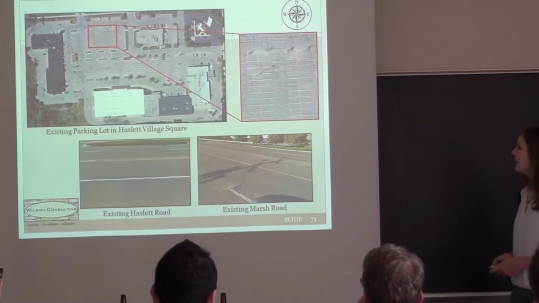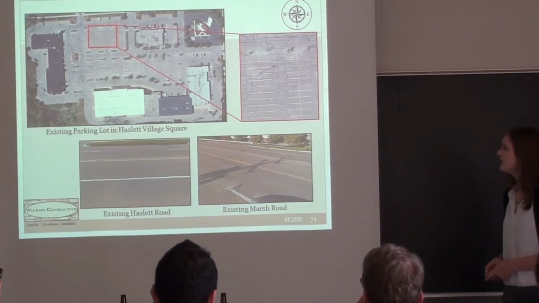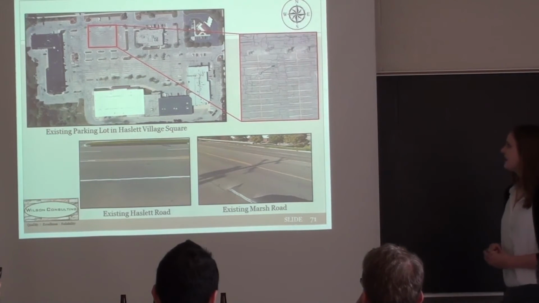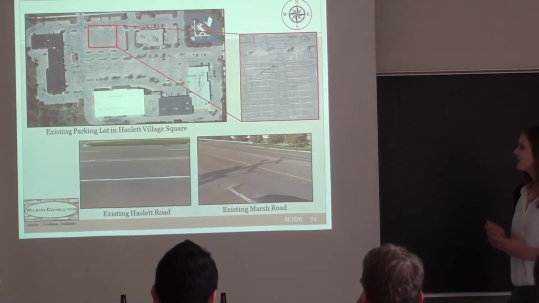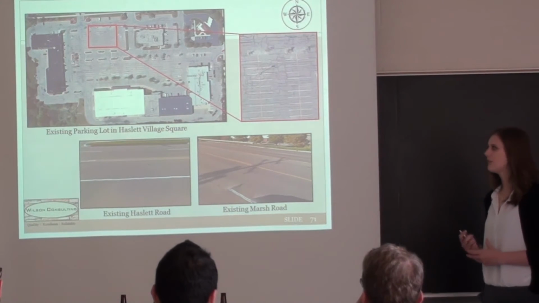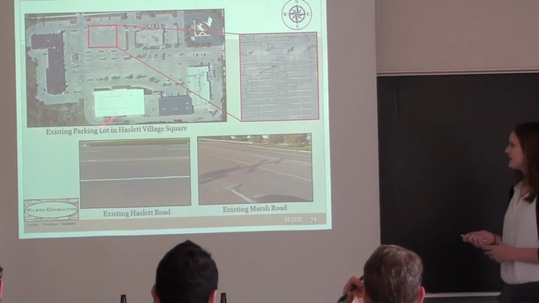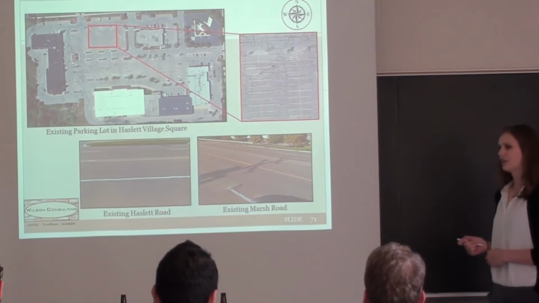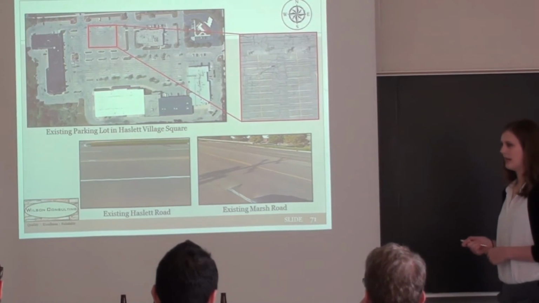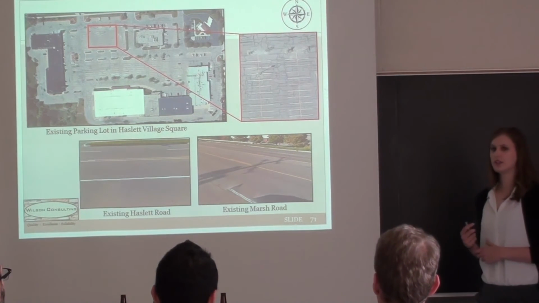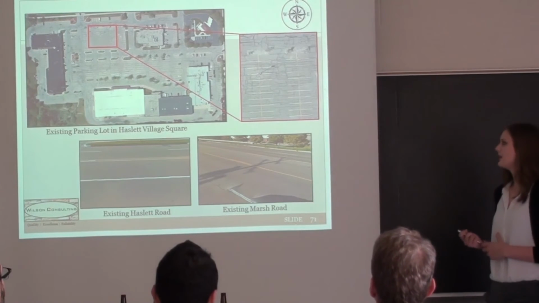So initially, Hazlet Village Square was visited in January, and as you can see, the current parking lot on site is 90% covered in distresses from just the environment. Because of this, it was given a present serviceability index, which is just a measure of ride quality, of 1.5. The existing Hazlet Road was redone in 2012, so it's still in very good condition and was given a PSI of 4.8. For existing Marsh Road, there is existing longitudinal and transverse cracking, and because of this, it's given a PSI of 3.5.